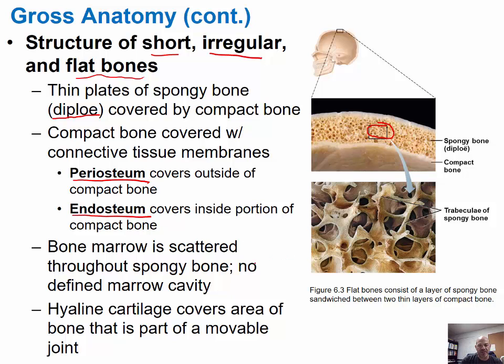Bone marrow is going to be scattered throughout the spongy bone. There will be no defined marrow cavity like there is in long bones. Hyaline cartilage will cover areas of these types of bones that are part of movable joints. For example, if you look at the short bones of the wrist, where those bones come together, there would be articular cartilage, and that cartilage would be hyaline cartilage on the ends. And in here we can zoom in on the picture on the right, and you can see the honeycomb-like structure, and these structures within there are the trabeculae of the spongy bone, and the hollow spaces are where you find the marrow.